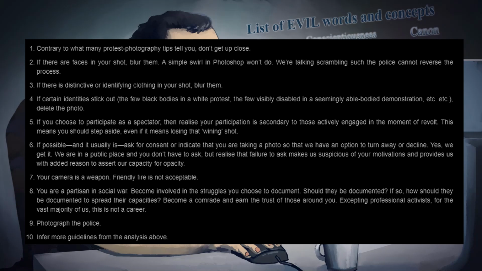then realize that your participation is secondary to those actively engaged in the moment of revolt. This means that you should step aside, even if that means losing the winning shot. 6. If possible, and it usually is, ask for consent, or indicate that you are taking a photo so that we have an option to turn away or decline. Yes, we get it. We're in a public place, you don't have to ask. But realize that failure to ask makes us suspicious of your motivations, and provides us with added reason to assert our capacity for opacity. 7.